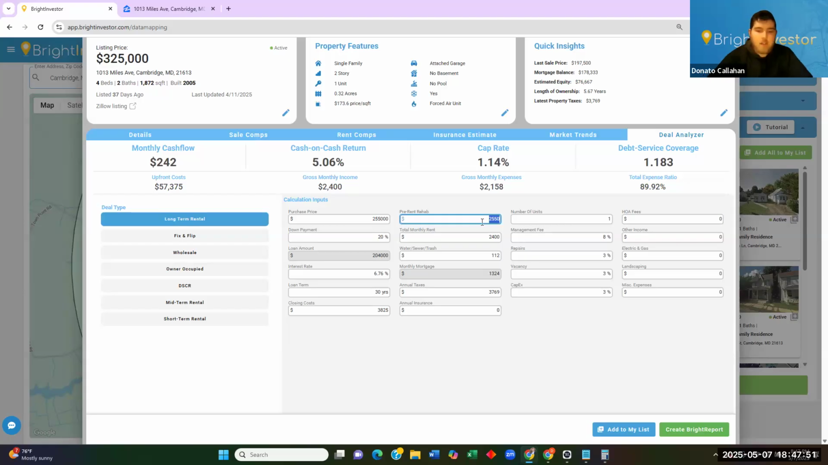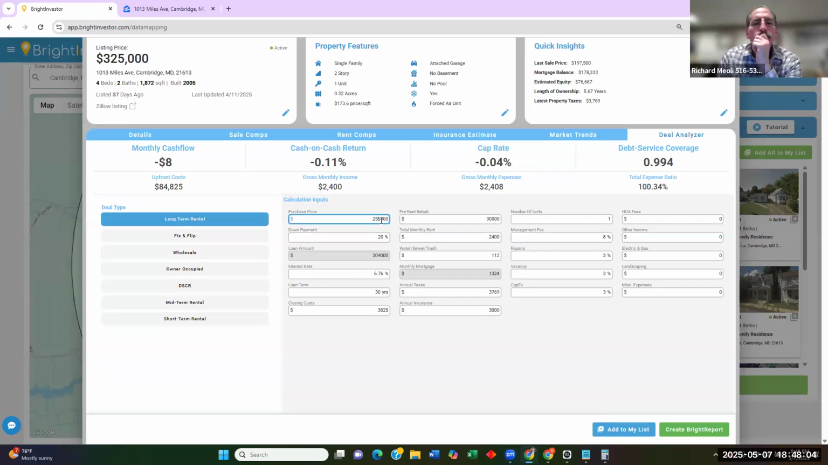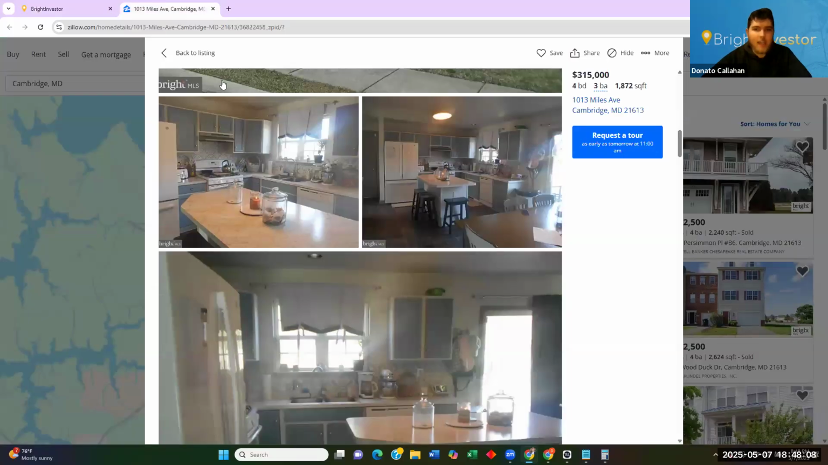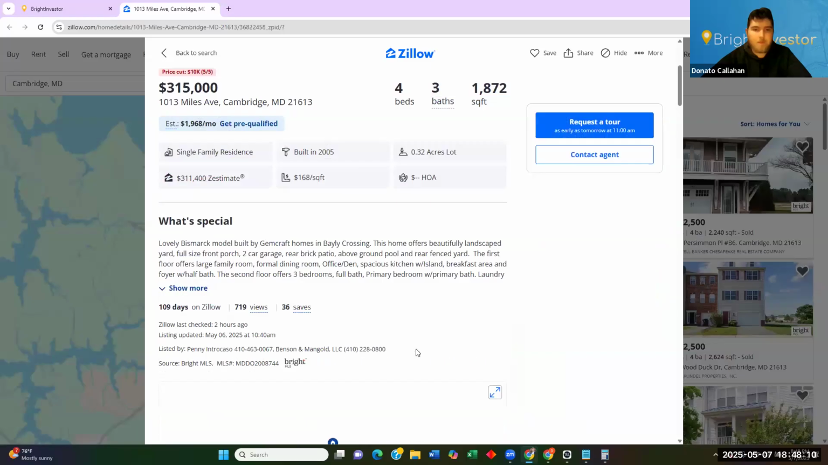I'm probably going to have to do like a $30,000 rehab to make this nice. Put a little insurance on there. Yeah, for me to even break even on this bad boy, I'm going to be looking at buying it for, I don't know, 225, which is almost 90K less than what they're asking for it right now.